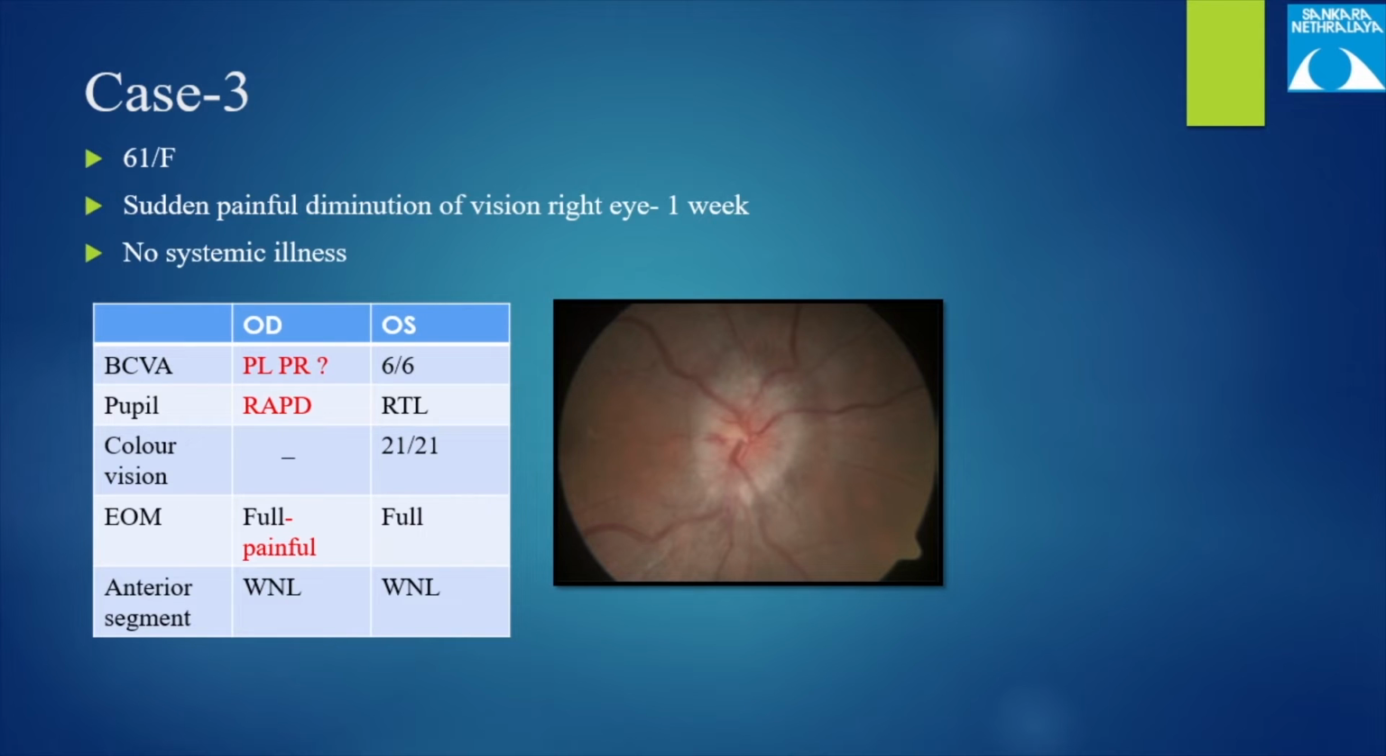But this disc edema looks so similar. So you need to investigate further to find out whether it is an ischemic or neuritic condition. Okay.